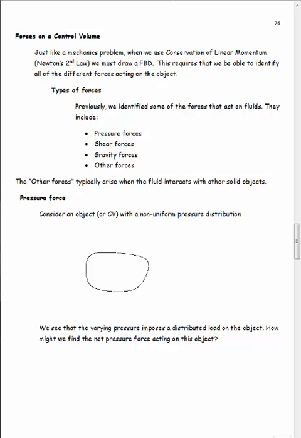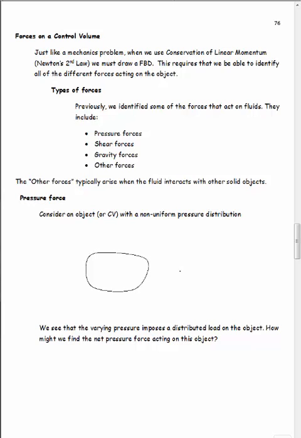Okay, now we're going to talk about the forces on a control volume. So there are some of those forces that we have in our equation. Several different types: pressure, shear, gravity, other forces. Let's go through each one of these, starting with pressure force.